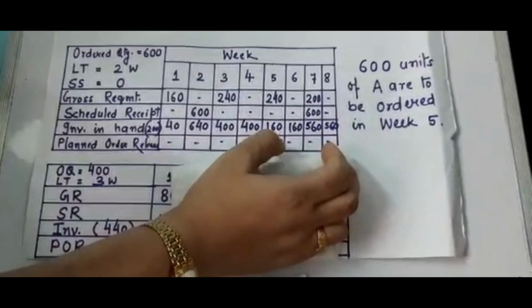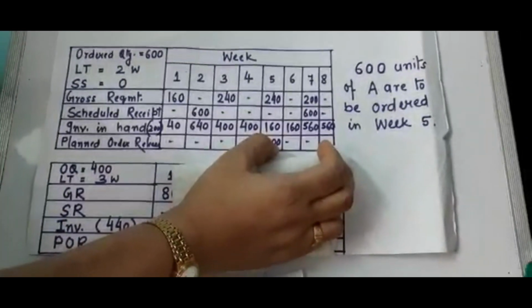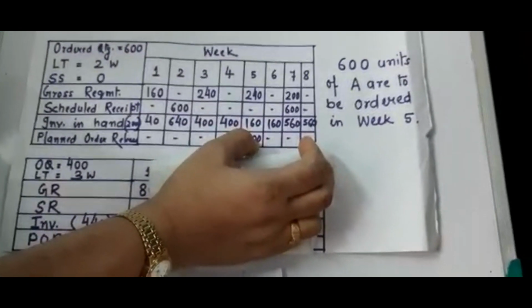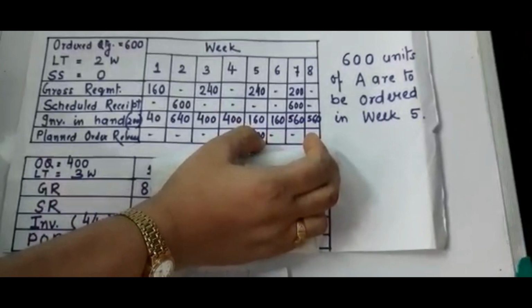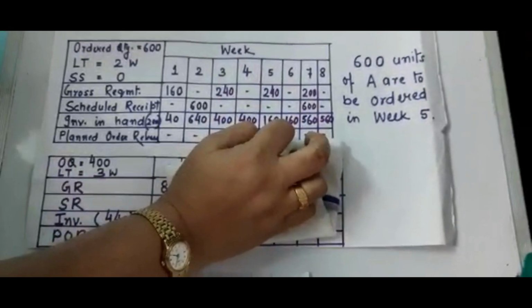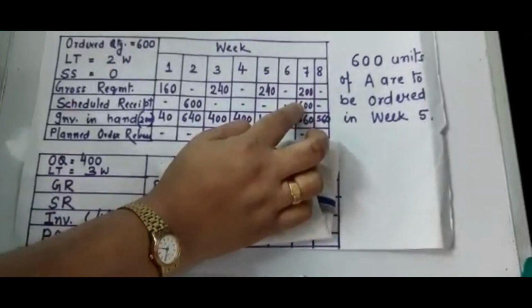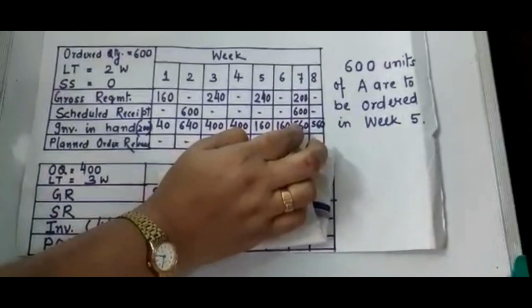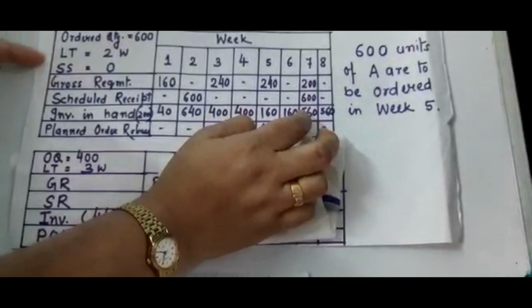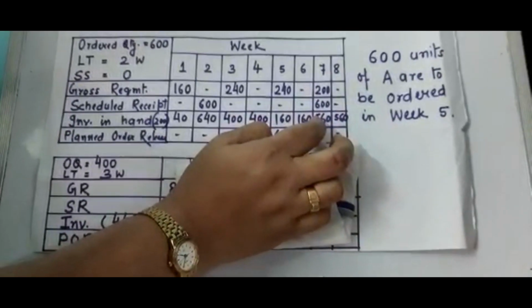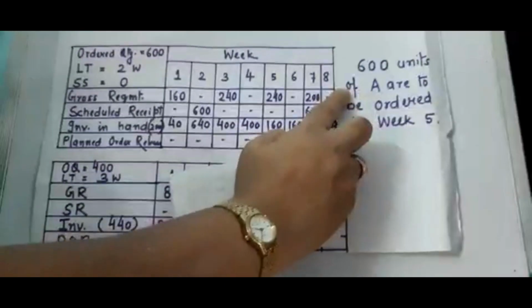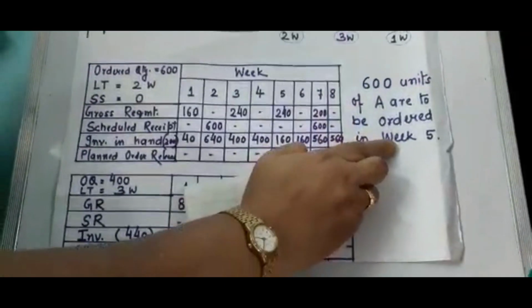So the planned order should be released for 600 units of component A in the 5th week so that we can receive the same amount in the 7th week and there is no stoppage of my production. So what is the output of this MRP for component A? Output is 600 units of A are to be ordered in week 5.